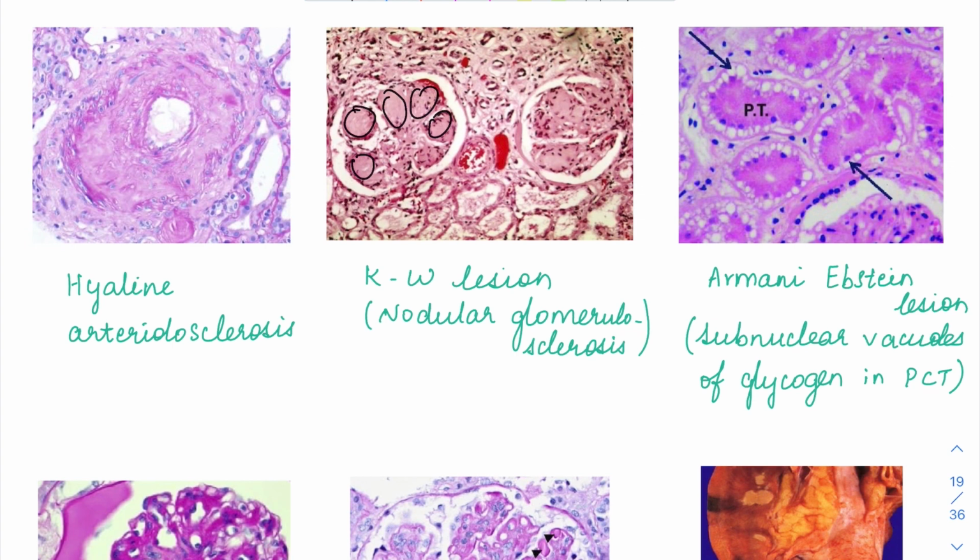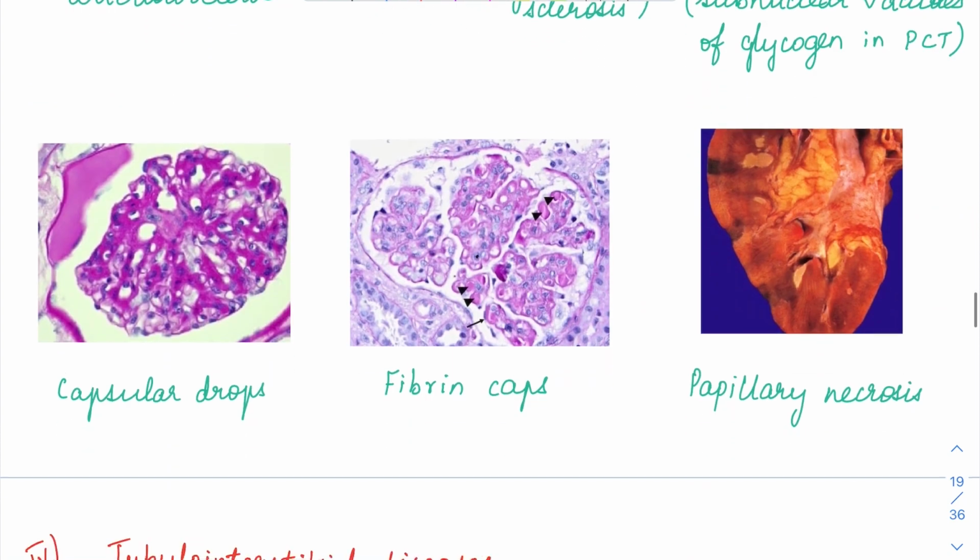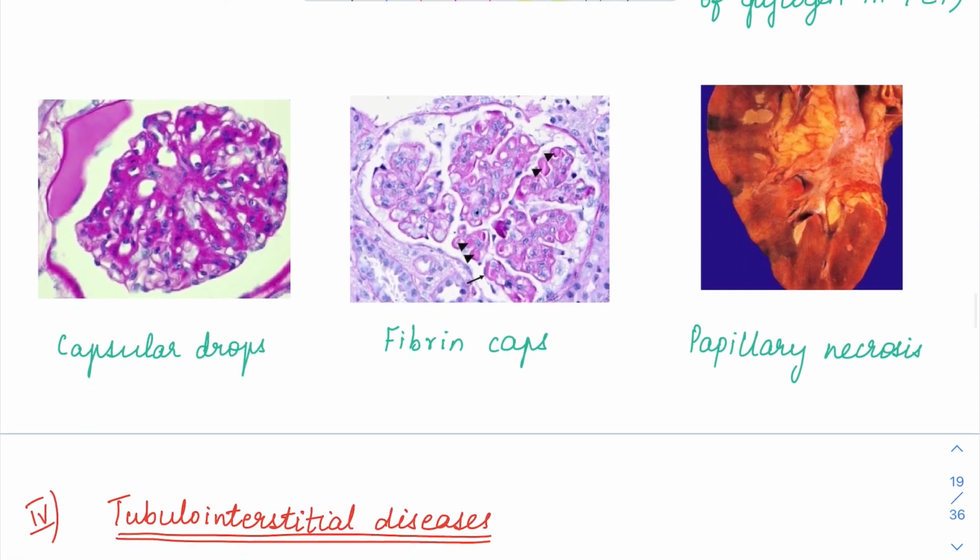Other than that, we also have certain findings like Armanni-Ebstein lesion. Armanni-Ebstein lesion is nothing but subnuclear vacuoles seen in the proximal convoluted tubules. In this image, if you see, this is the proximal convoluted tubule. These are the epithelial cells, and these clear cells which we see here are the vacuoles. These vacuoles are nothing but the deposition of glycogen from the diabetes mellitus condition. So subnuclear vacuole deposition in the PCT is called Armanni-Ebstein lesion, seen in diabetic nephropathy.